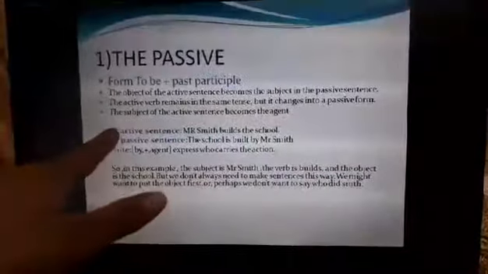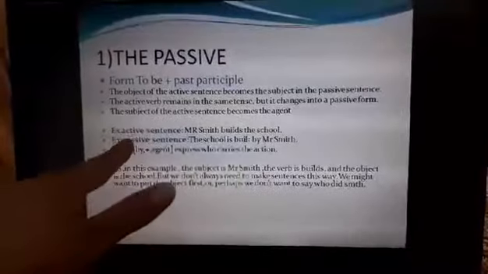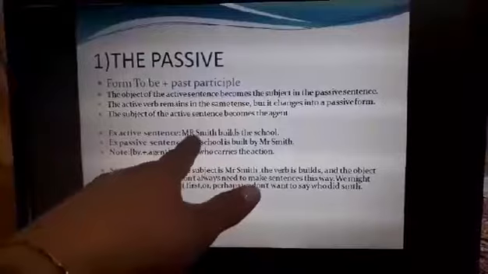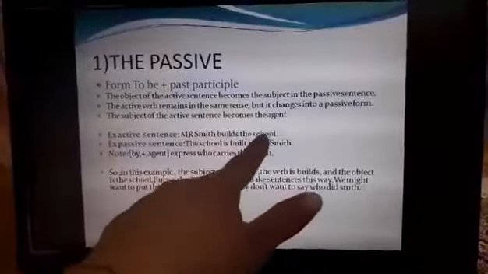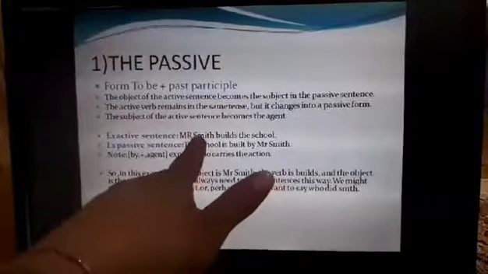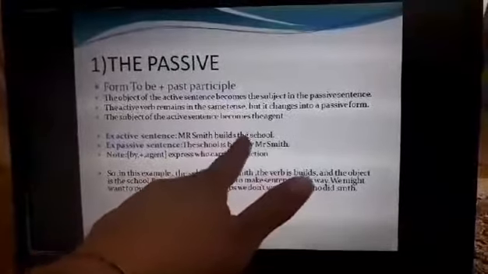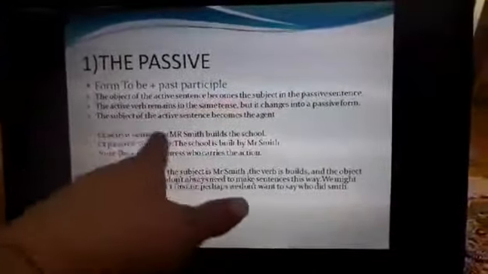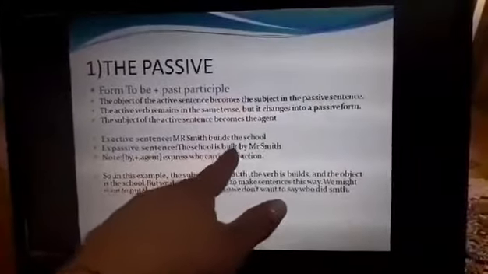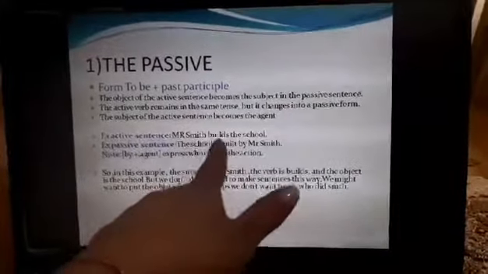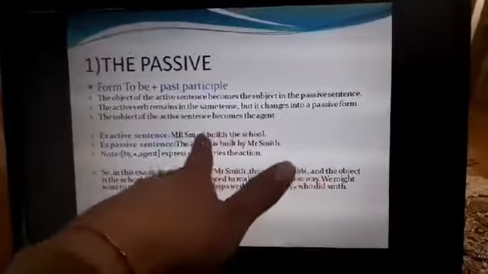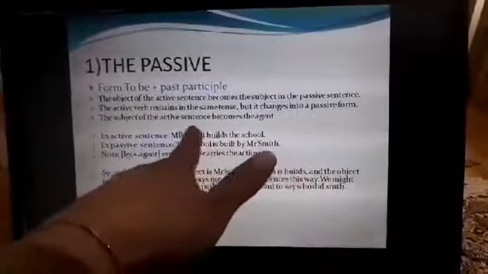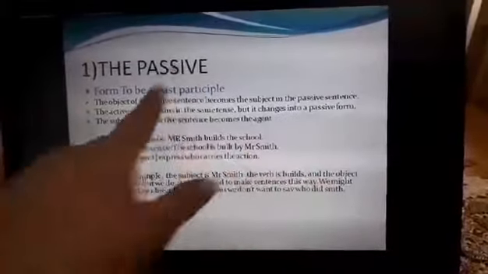Let's see an example of an active sentence and how we can change it into the passive sentence. The first one is active. For example, Mr. Smith builds the school. Mr. Smith is the subject, builds the verb, the school the object. Let's see how we can change it to passive. The school is built by Mr. Smith. So the school, from the object, becomes the subject, and Mr. Smith, from the subject, becomes an agent.